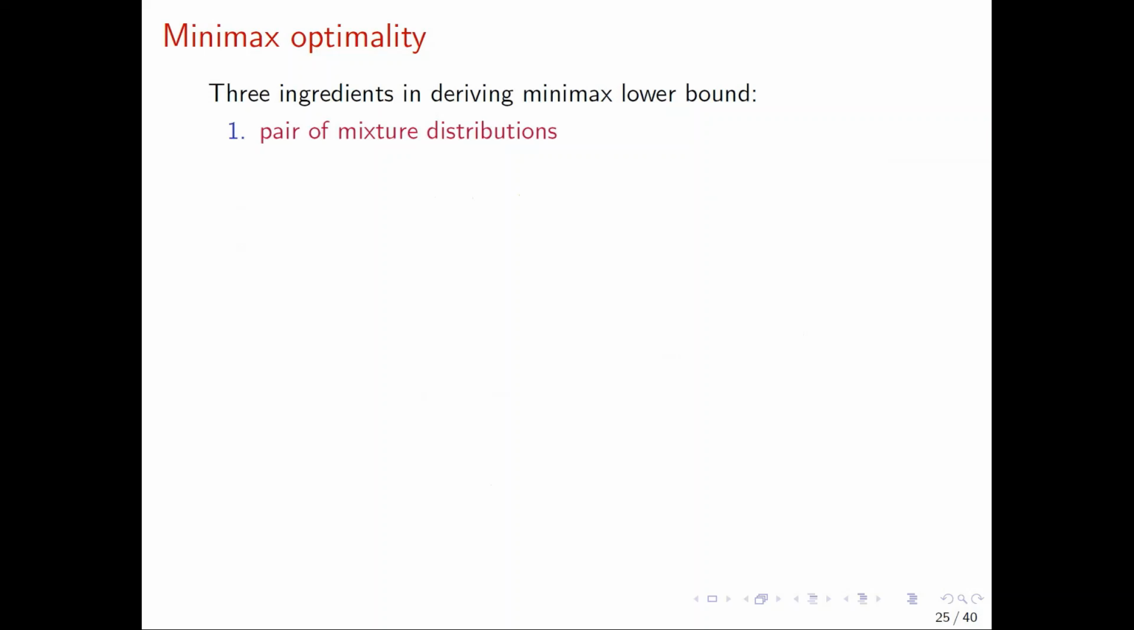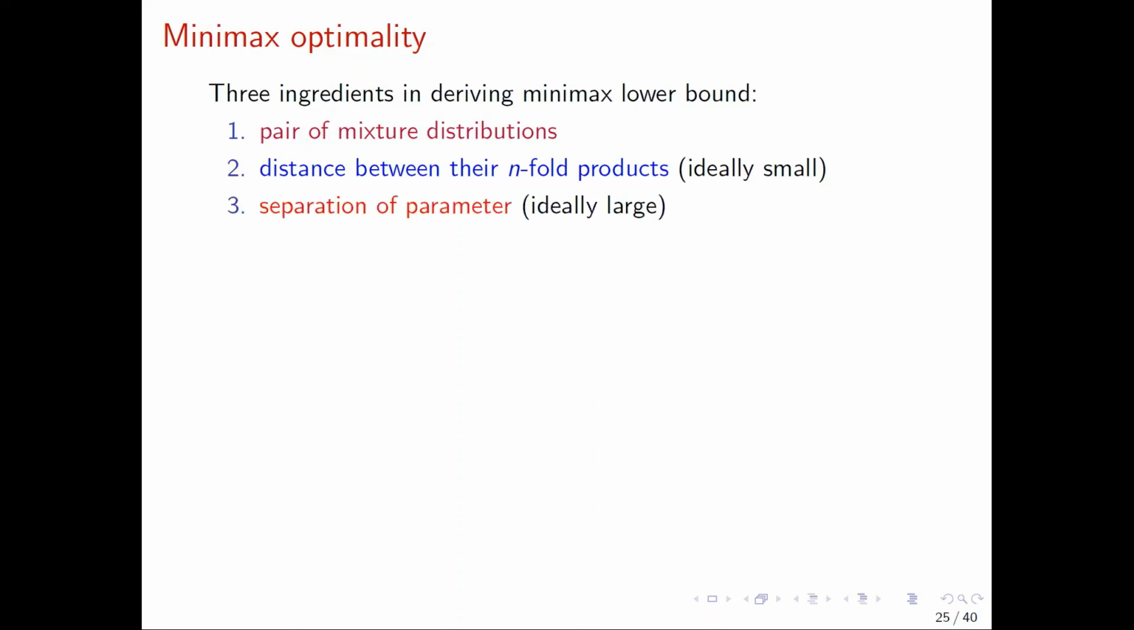Okay, so again, the ingredients are you need a pair of mixture distributions, which again, you have to sort of think about, what are distributions where I can ensure that in our case, the CATE is separated. You know, it looks different under one distribution than the other, but overall the distributions look very similar to each other. And we want to make the distance between the product distributions very small. So this is just saying that the distributions have to be close overall, so we couldn't reliably distinguish them.